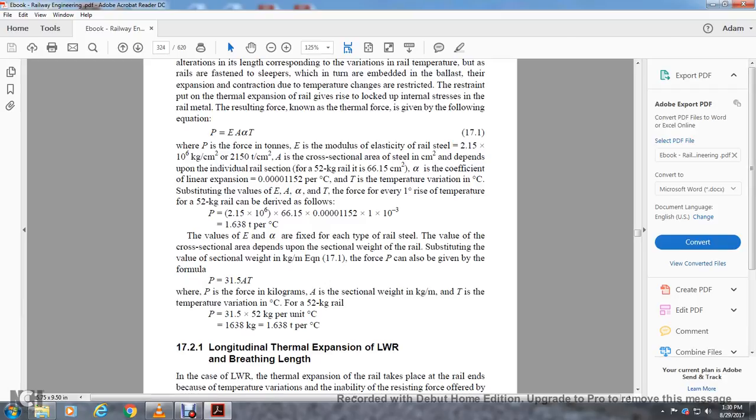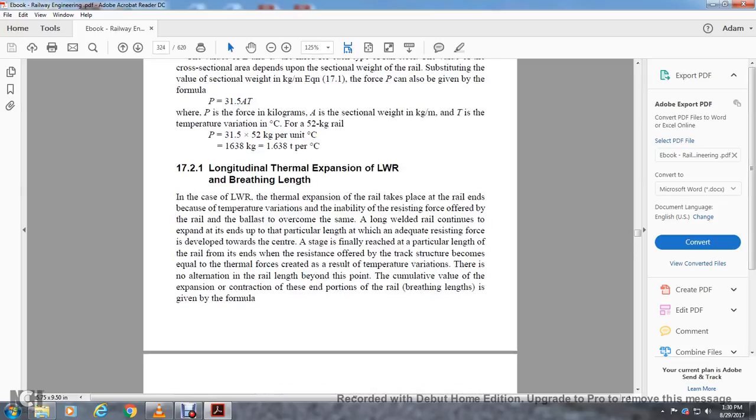7.2.1 Longitudinal thermal expansion along welded rail, breathing length. In case of the long welded rail, the thermal expansion of the rail takes place at the rail end because of the temperature variation and the inability of the resisting force of the rail and ballast to overcome the same. The long welded rail continues to expand at its ends up to the particular length where adequate resisting force is developed, toward the center of the rail, and finally reaches the point where the resistance of the track structure becomes equal to the thermal forces created by the temperature variation.